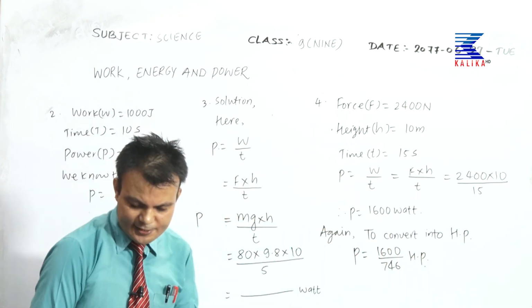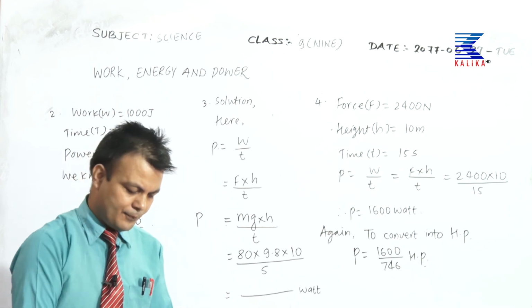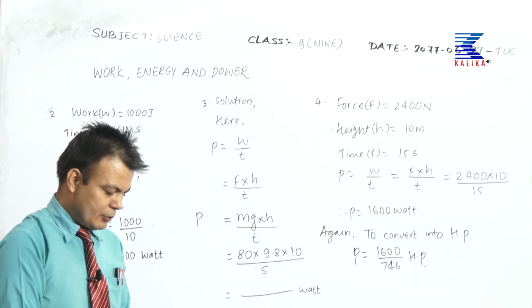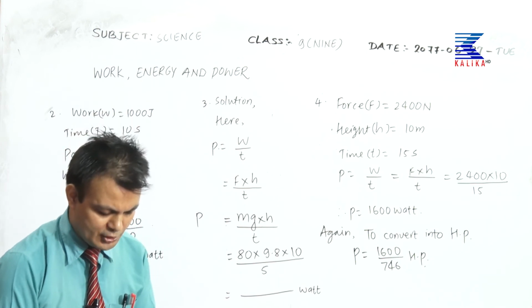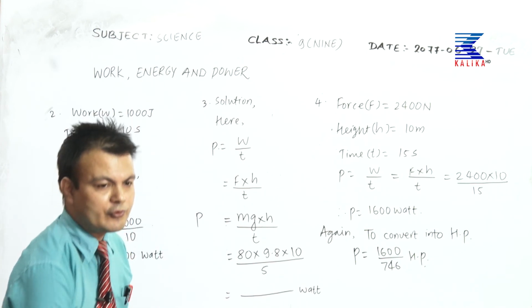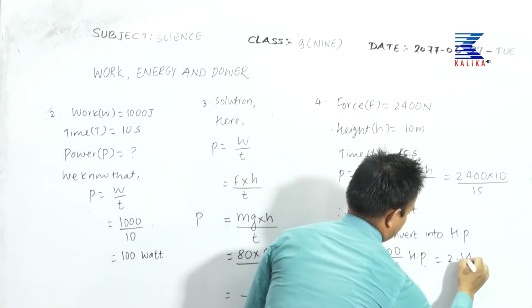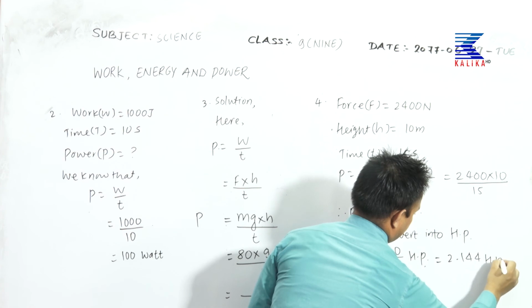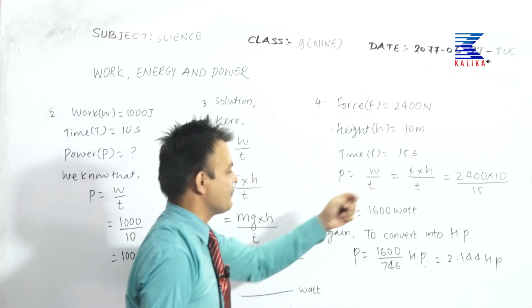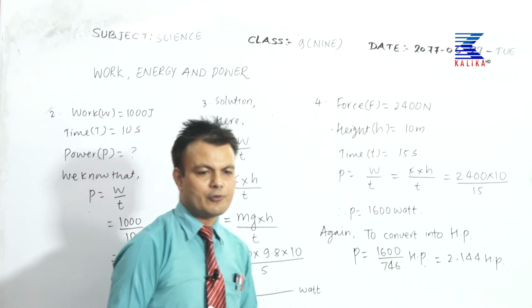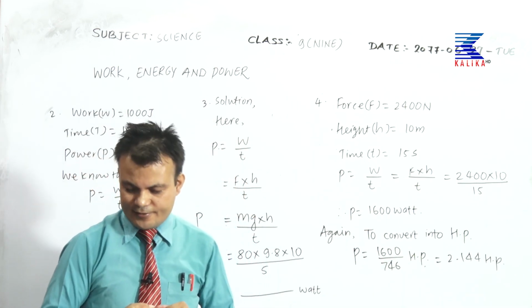So divide 1600 by 746, because 1 HP is equal to 746. That equals 2.144 HP. Hence, the power of the machine in HP is 2.144. That's the answer.